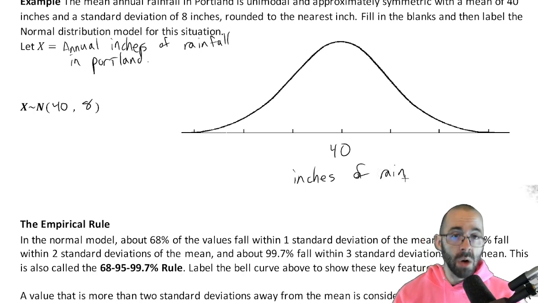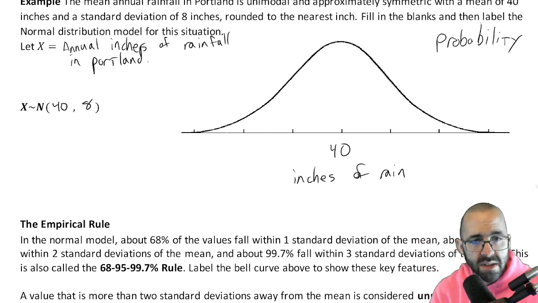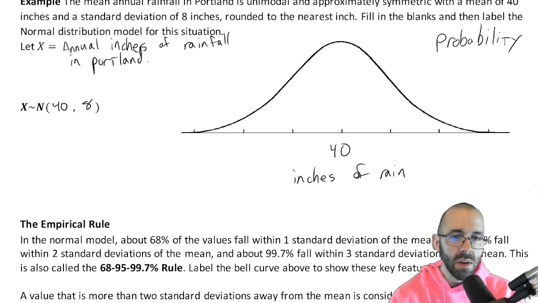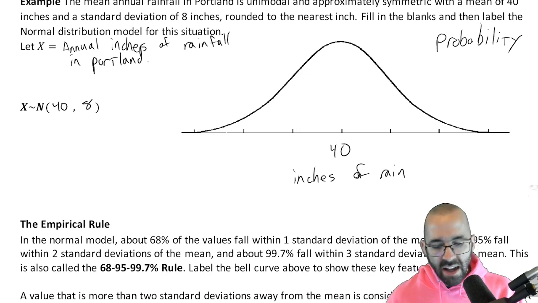It's in the middle. It's the most likely outcome. That's why this probability curve is the highest right here at 40. 40 is the most likely. 40 is the average. Mode and mean are not always the same thing, but they are the same thing here for normal models. And the standard deviation is 8.